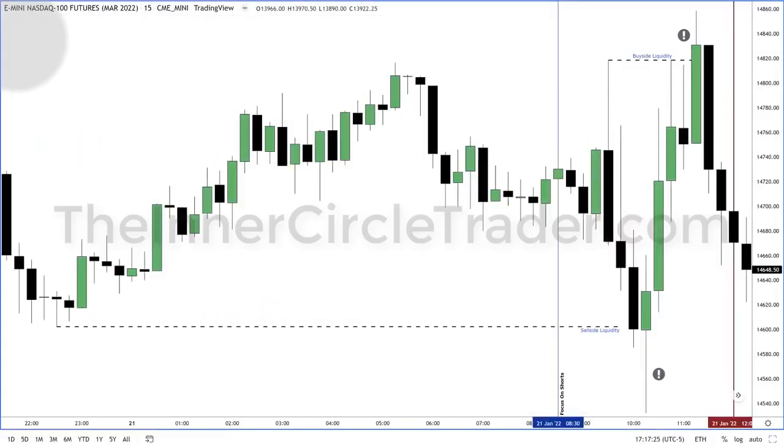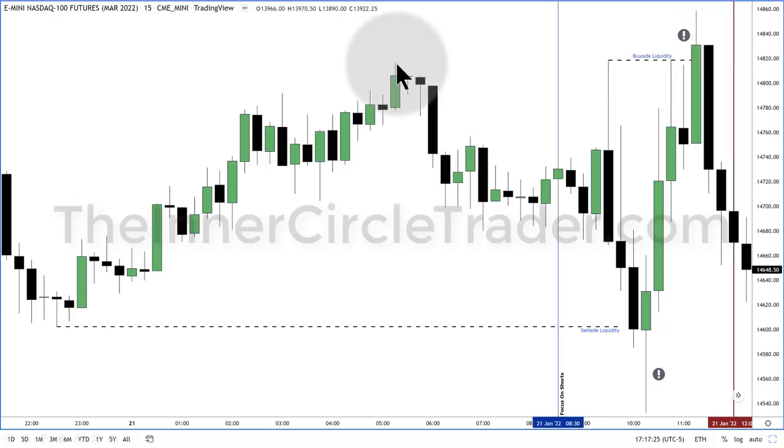All right, so here is that chart. Again, 15-minute time frame on the E-mini NASDAQ 100 futures contract for March delivery 2022. Take your attention over here. This old low and these relative equal highs. See that? Old low, below that is sell stops. And relative equal highs, above that is buy stops.